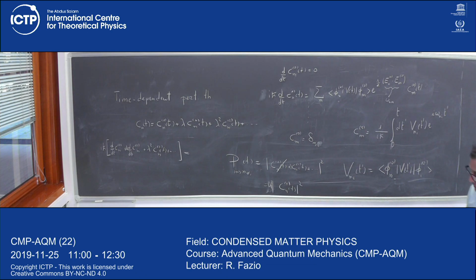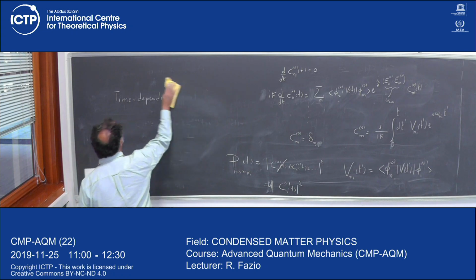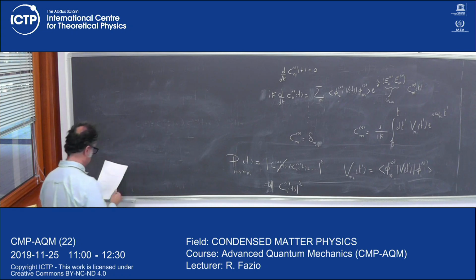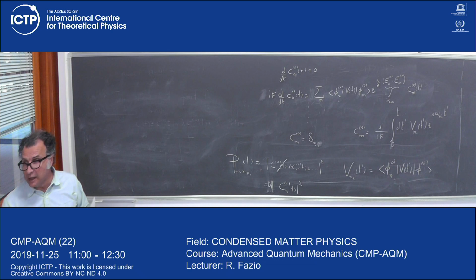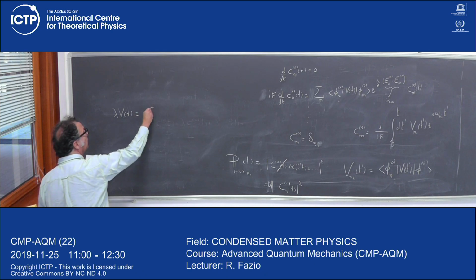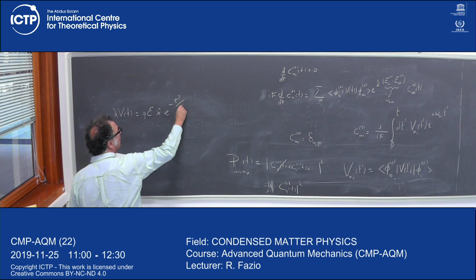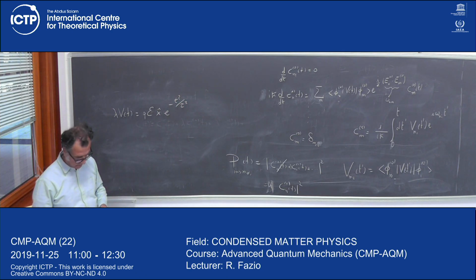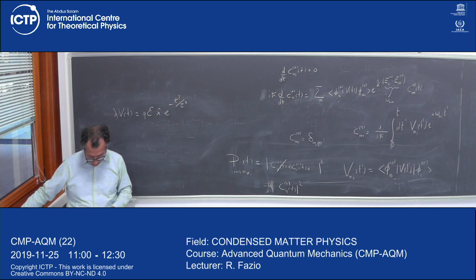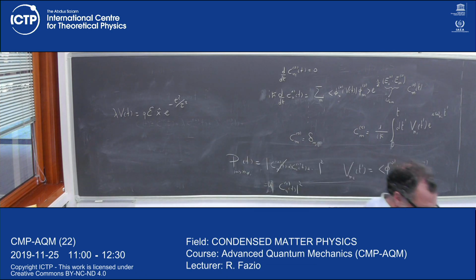So, exercise. Suppose that the system is in the ground state of a harmonic oscillator. So you know everything, H0, everything. And then you put lambda V of t, which is equal to q epsilon x, where x is the position operator. I would like to know the probability that the system goes into an excited state as a function of time.